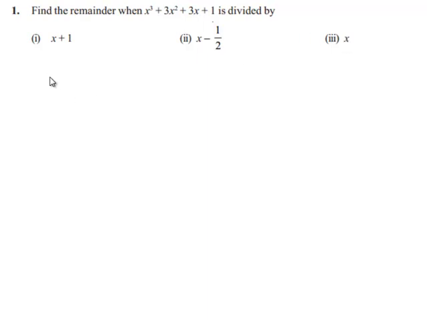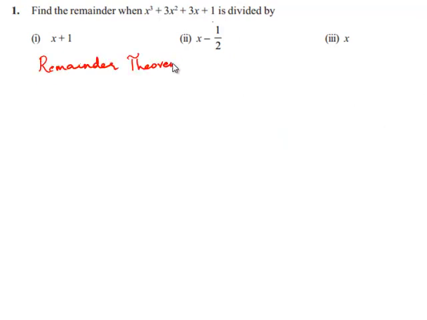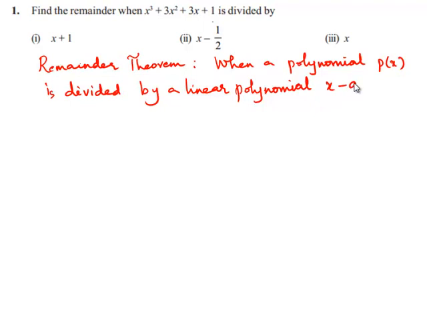So in order to find the remainder, we need to know about the remainder theorem. The remainder theorem states that when a polynomial p of x is divided by a linear polynomial x minus a, then the remainder is p of a. So let us make use of the remainder theorem in order to find the remainders for the given polynomial. The first one is x plus 1.